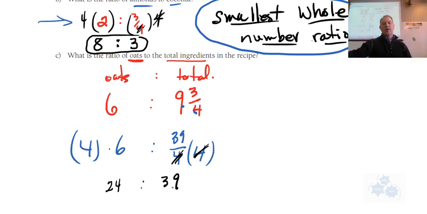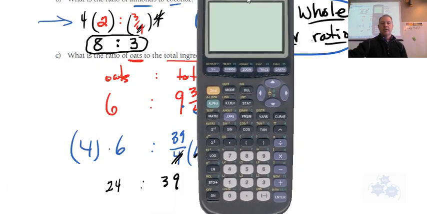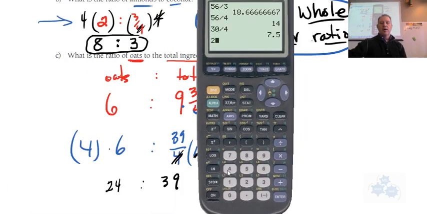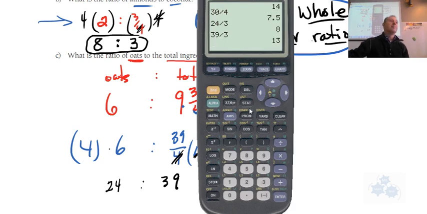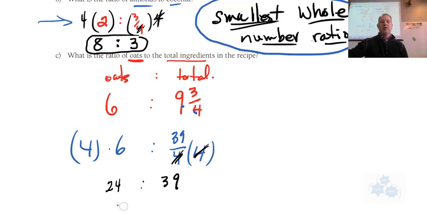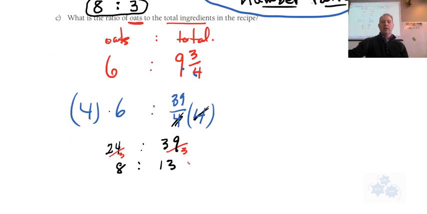Okay, so that's a whole number ratio, but it's not the smallest. Because if you get your calculator out and you start dividing these numbers, so 24 divided by, well, let's say 3, that gives us 8, and 39 divided by 3 gives us 13. So the actual smallest whole number ratio is 8 to 13, because we can divide both by 3. Okay? So that's a little bit of work there, all right? But that would be our final, simplest whole number ratio answer.